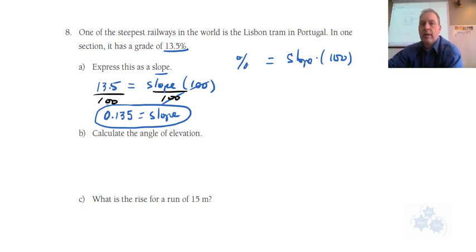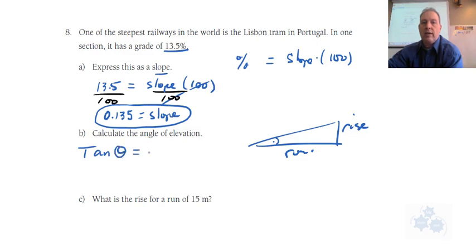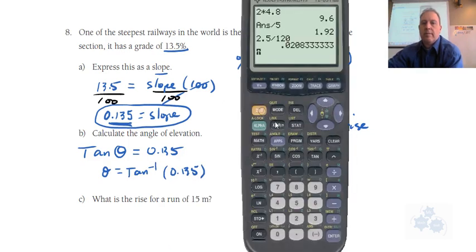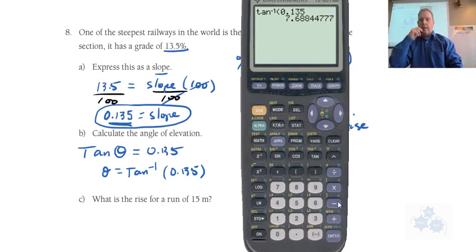So that's the slope. And to calculate the angle of elevation, remember, we have rise over run is the slope. And then we want to find this angle. So remember, tan of the unknown angle, theta, is equal to the slope, 0.135. And we do the second function tan. So 7.68 or 7.7 degrees. You guys get that?